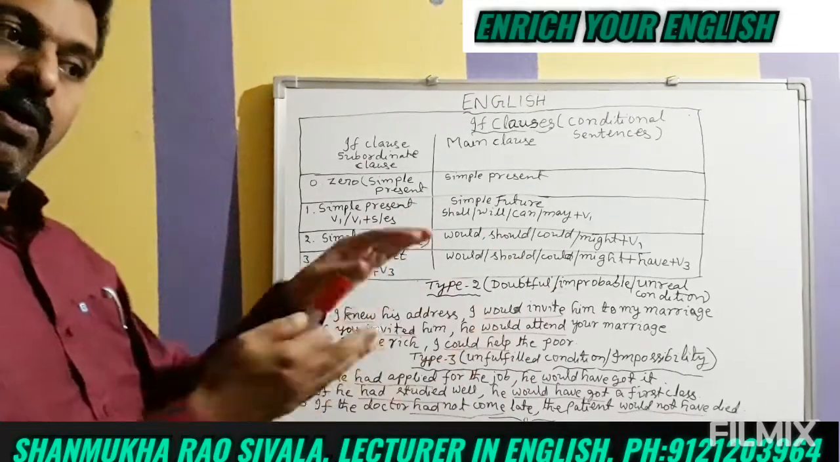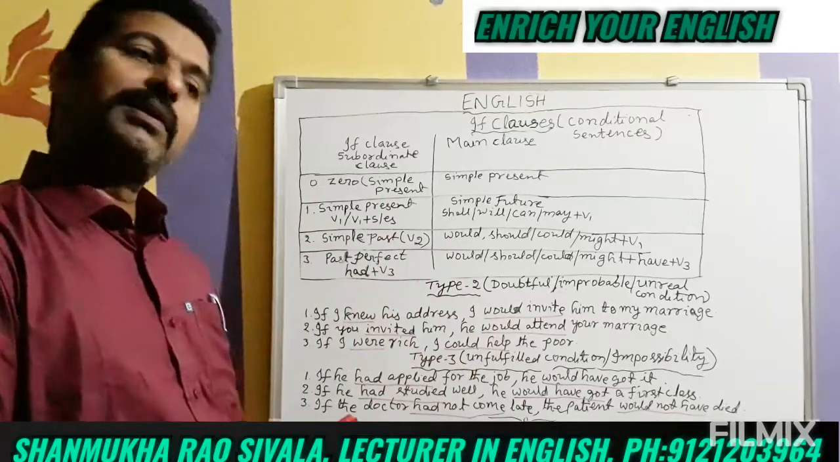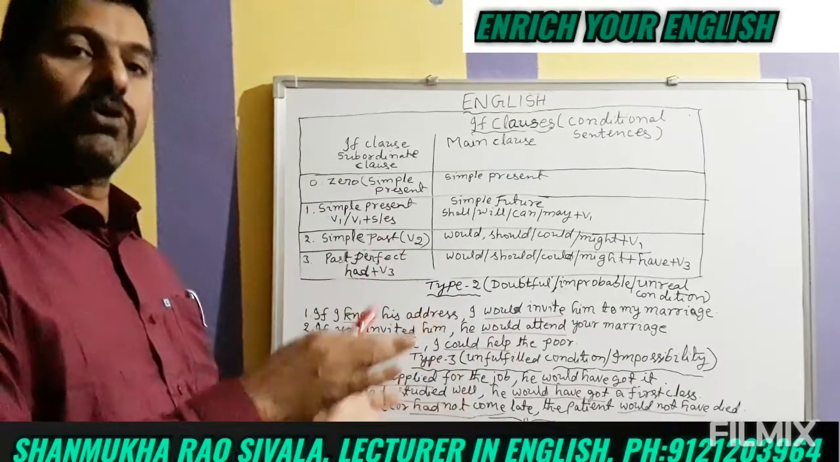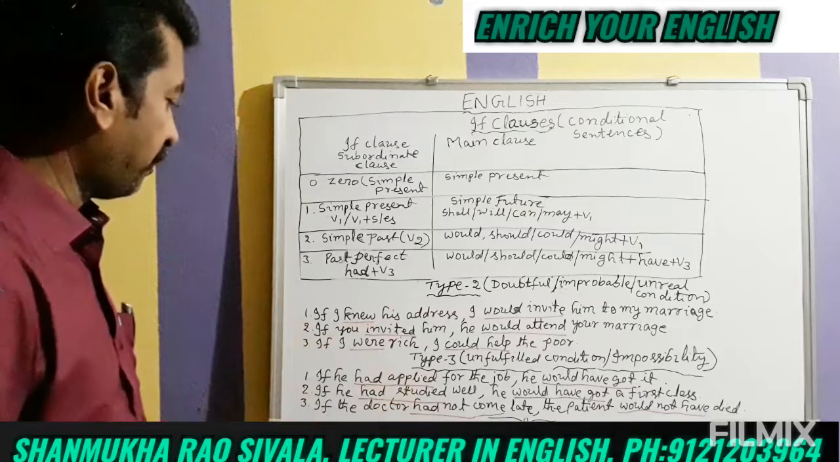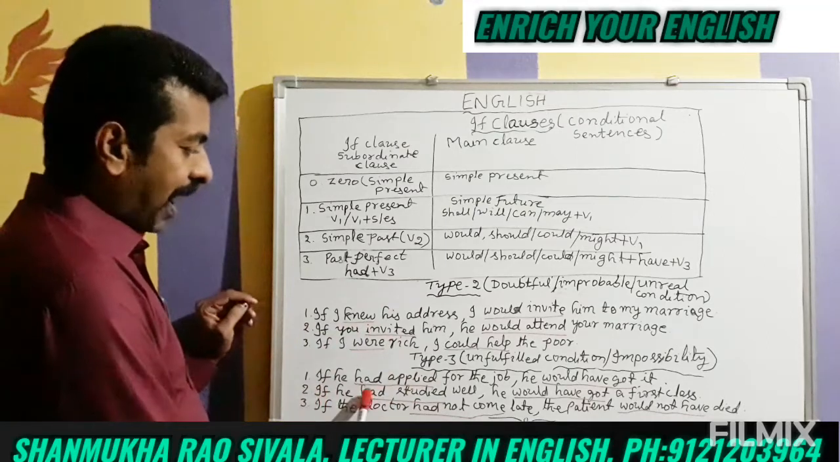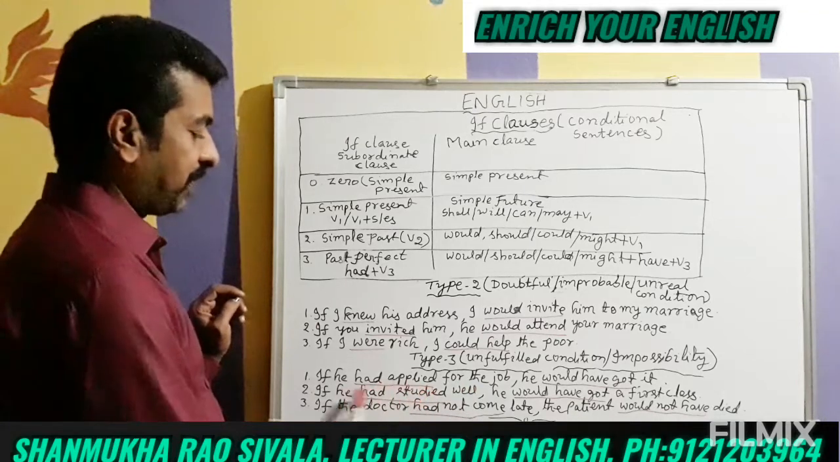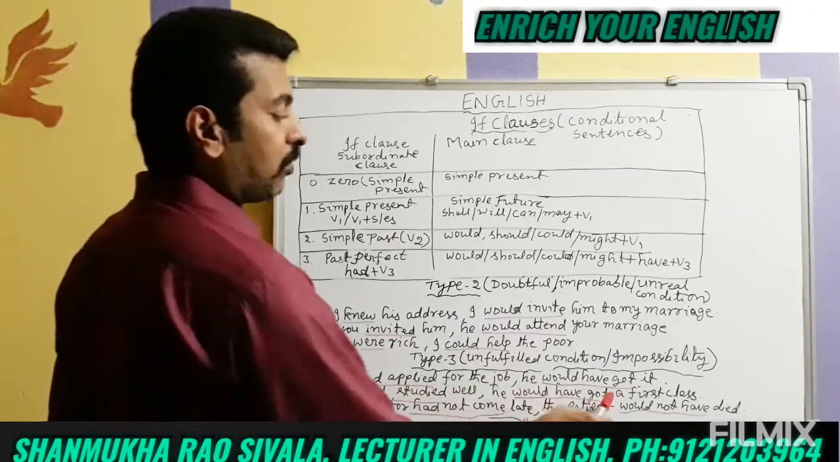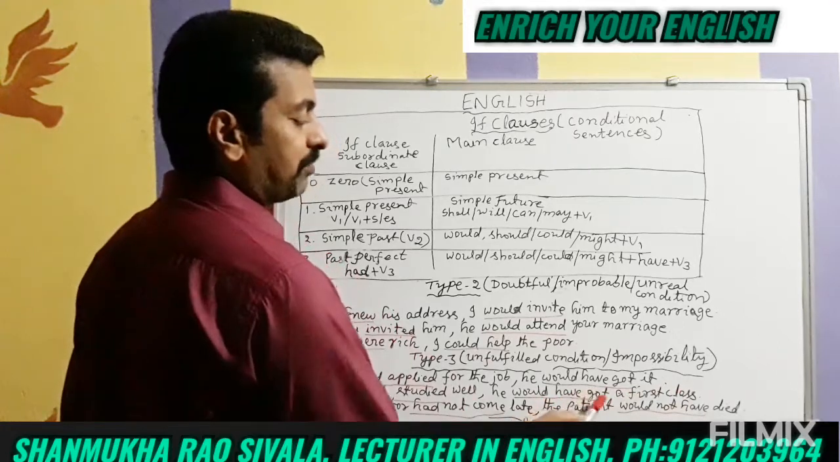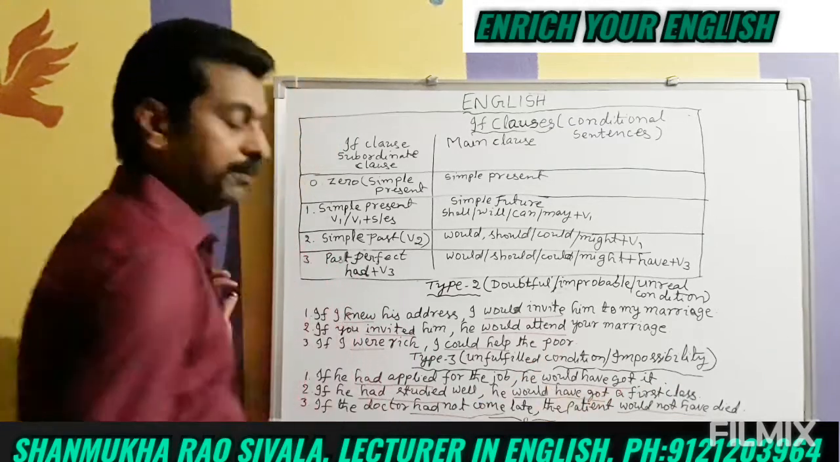Okay friends, the action already happened, past tense. So later on we are talking and regretting for that. So the rule is, if he had studied well, had plus V3. If he had studied well, he would have got a first class. Would have plus V3, would have plus V3.